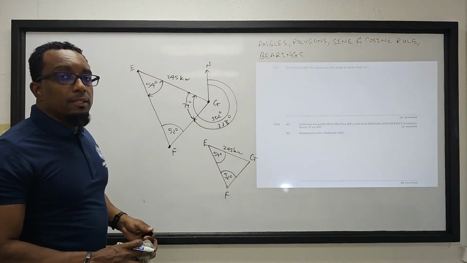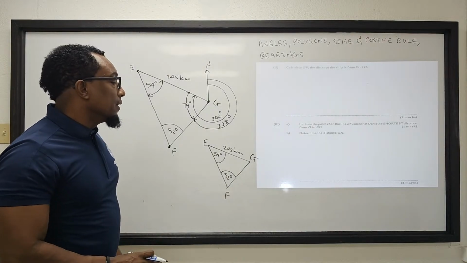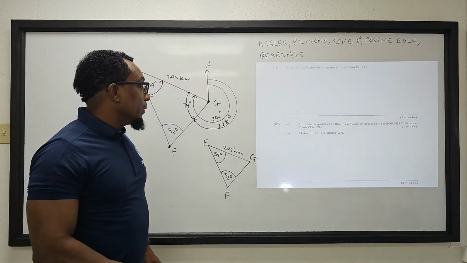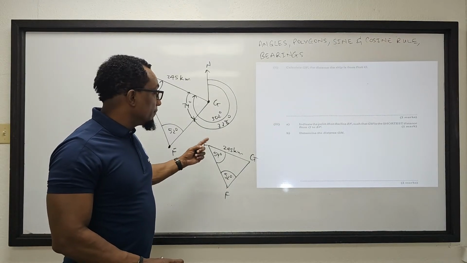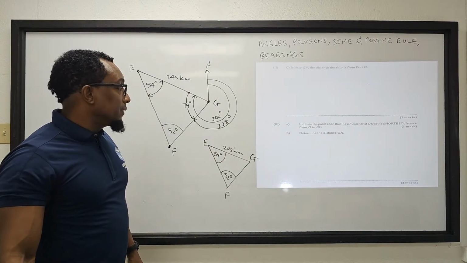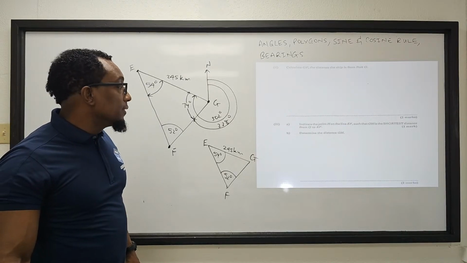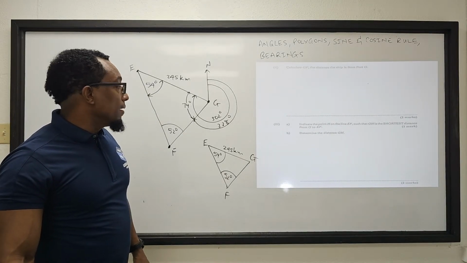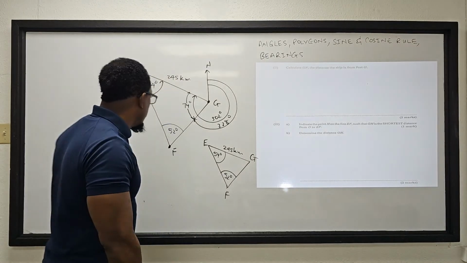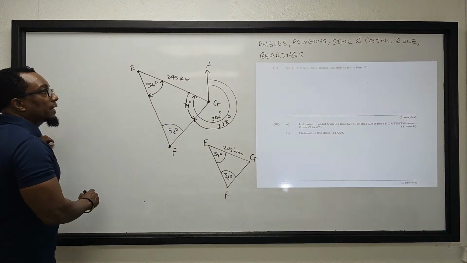So in a non-right angle triangle, when you have to determine the length of an unknown side, and you have information for two angles and one side in that triangle, then what you will do is use the sine rule to help you find the length of GF. So using the sine rule here to find the length of GF.